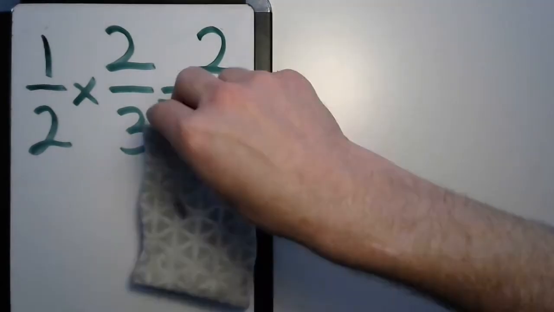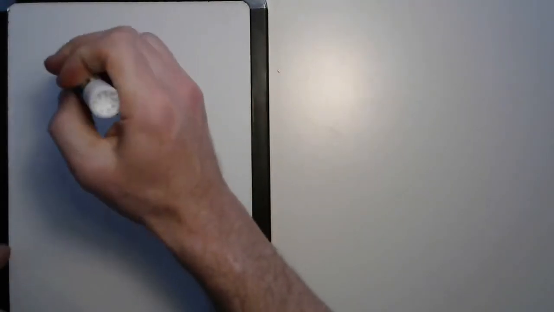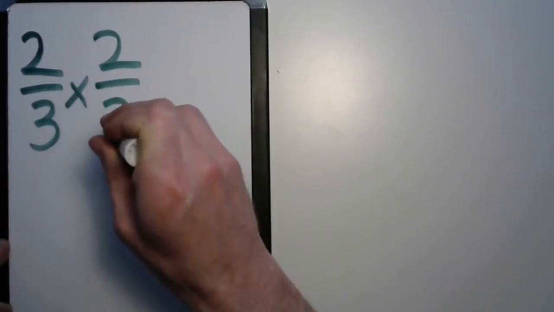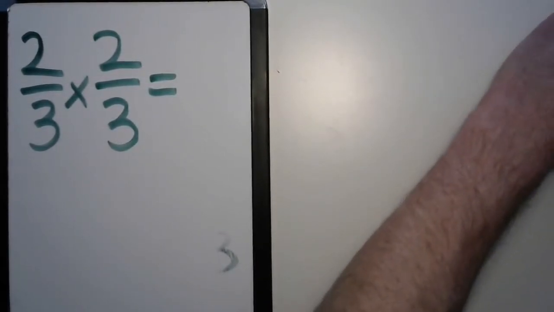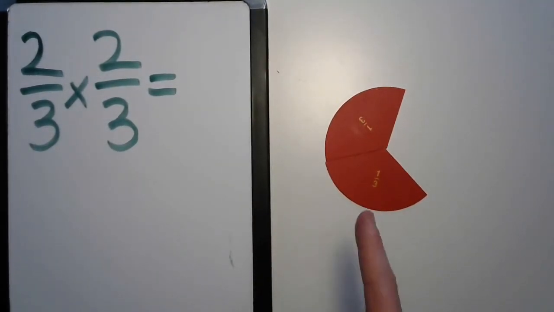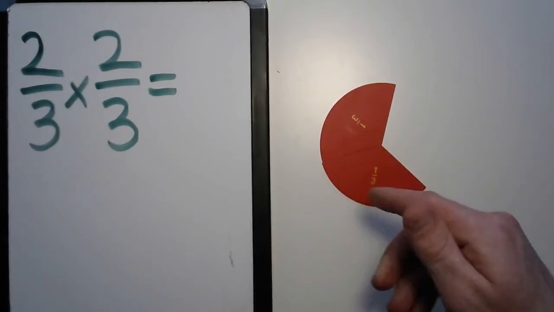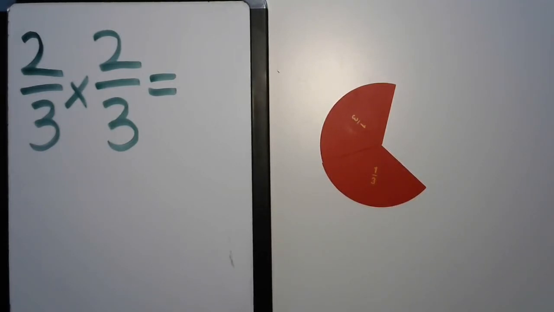This one should be pretty exciting. We're going to try 2/3 times 2/3. Wow. Okay, well, let's bring our thirds out here and get a look at them. There's our 2/3. Look at that. We need to think of that as a whole right now, and we need to take 2/3 of that. How are we going to do that?